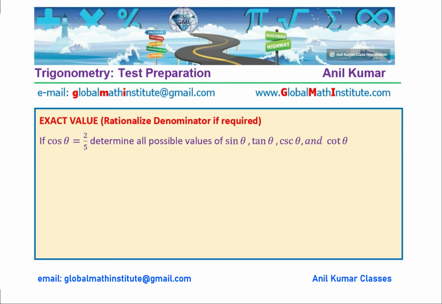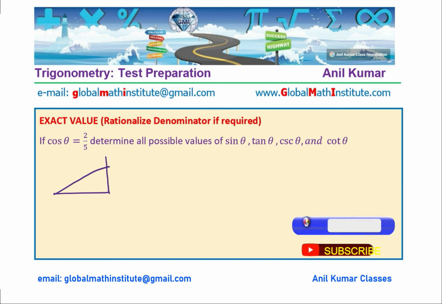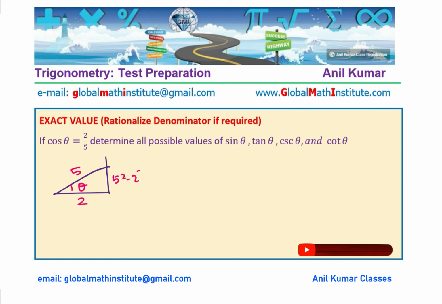Well, a hint I can give you here, cos theta is given to you as 2 by 5. That means you make your angle, right? So 2 is the adjacent side and 5 is your hypotenuse, correct? So this is not to scale for sure, right? So 2 and 5, and that's the angle theta. Once you make your triangle, now you can find this, which will be the square root of 5 squared minus 2 squared, correct? And then write down all the trigonometric ratios.